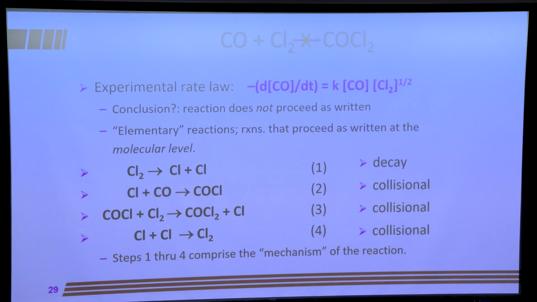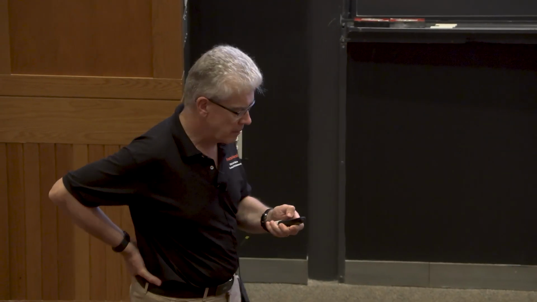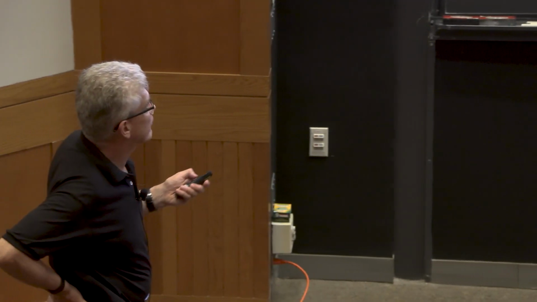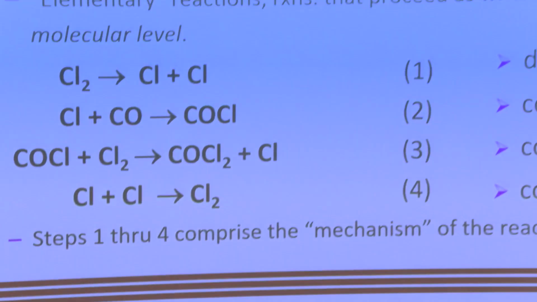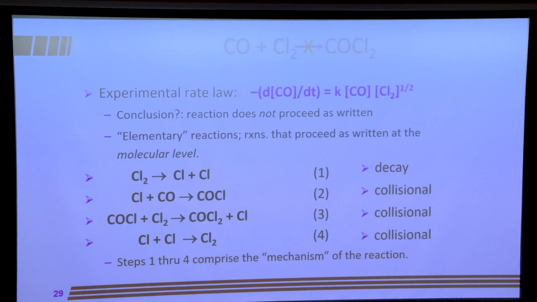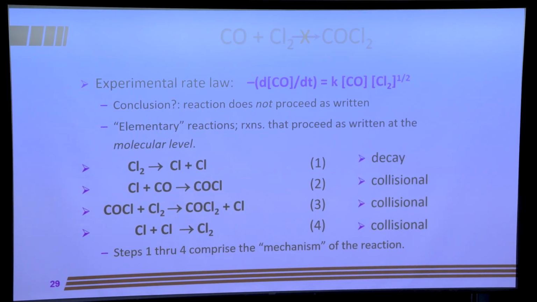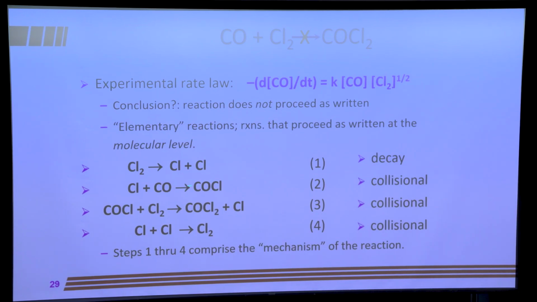So steps 1, 2, 3, 4 comprise the mechanism of this reaction. So it doesn't occur in one elementary reaction. There's actually 4 elementary reactions which explain the mechanism for the formation of COCl2. Okay, so what actually happens is, if we assume that steps 1 and 4 are very fast, and then 2 and 3 are slow in comparison, right?